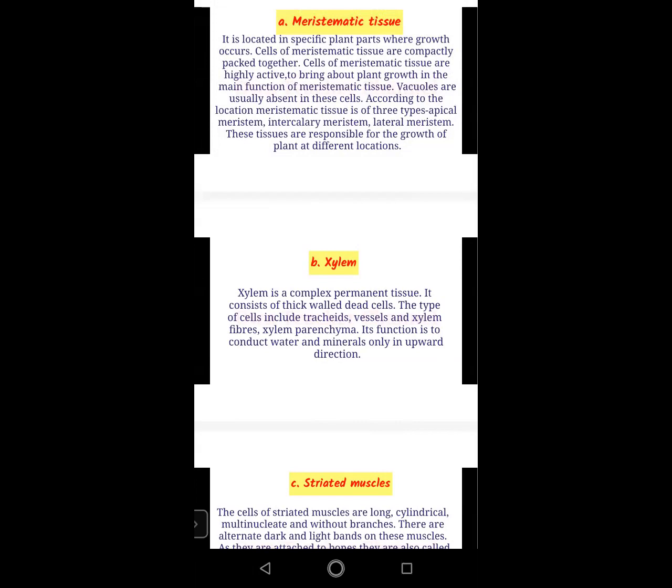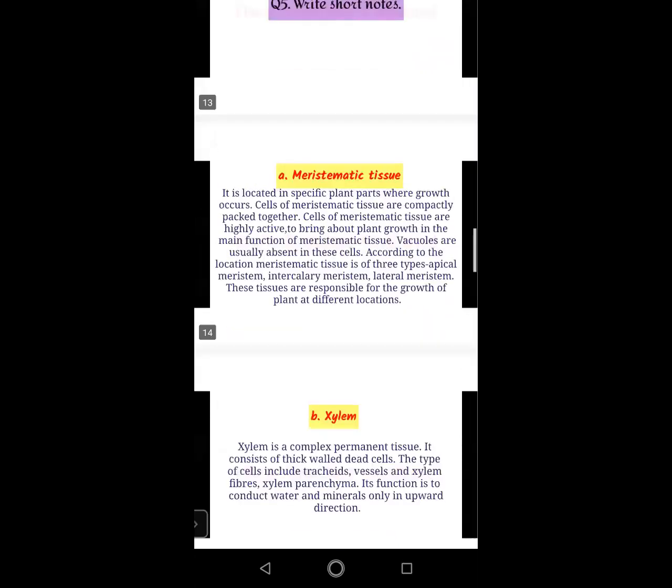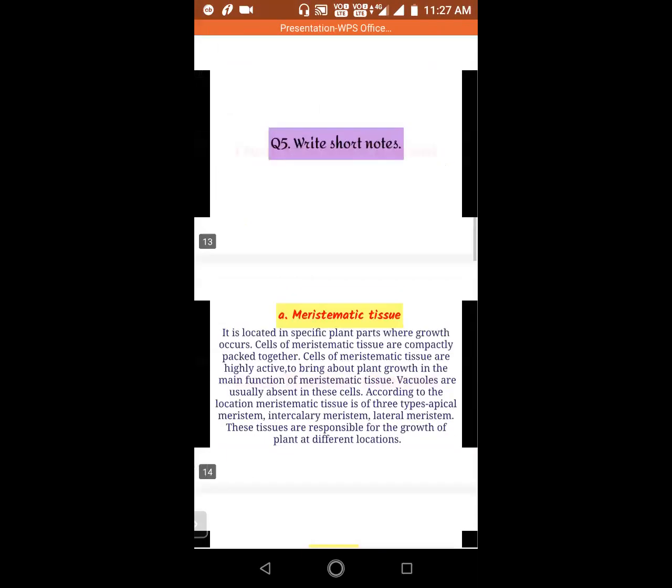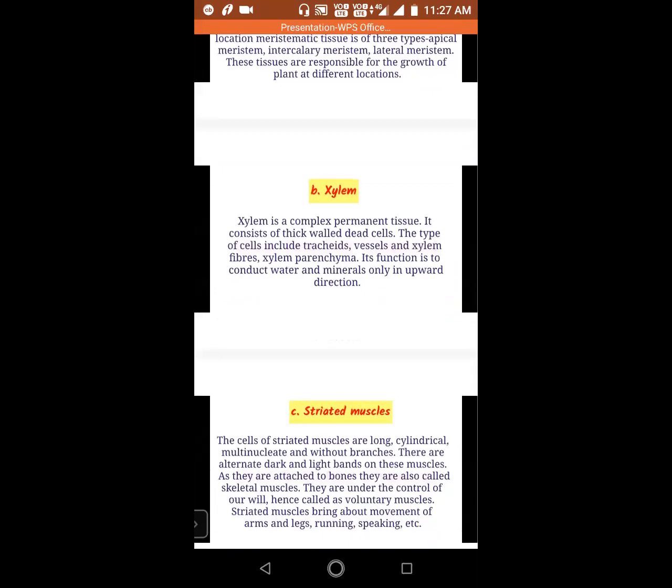Once again, I will explain this. Write the short one. Xylem is a complex permanent tissue. Actually, we have just studied complex tissues in plants, and this is about them. It is a complex permanent tissue. It consists of thick walled dead cells. It has dead cells.